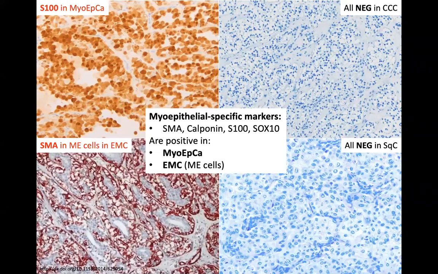What about the contractile specific markers? So like SMA or calponin, or something like S100 or SOX10. So those are thought to be positive in the myoepithelial carcinomas and of course the myoepithelial cells of the epimyoep. The squamous cell carcinoma, as well as the hyalinizing clear cell, should not show the contractile markers, right? Because they are not myoepithelial cells, they're other, right? So you should only see the myoepithelial specific markers in the tumors on the left, if that makes sense, okay?